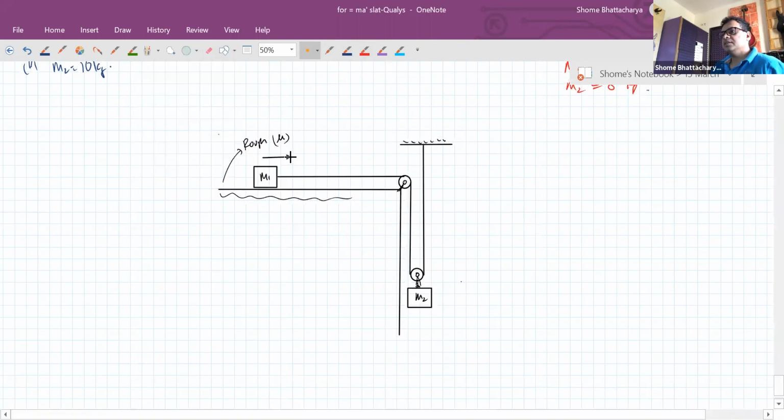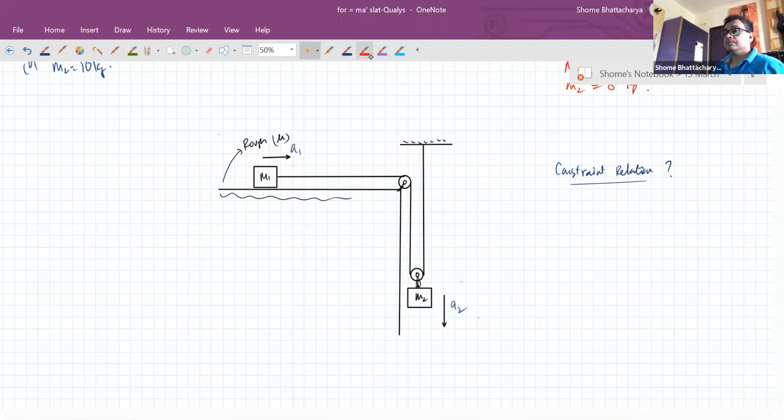Okay, so now if there is acceleration, what is the relationship between this one's acceleration A1 and this one's acceleration A2? Somebody tell me, what will be the ratio of A1 to A2? A1 is to A2. Yes, that's correct.